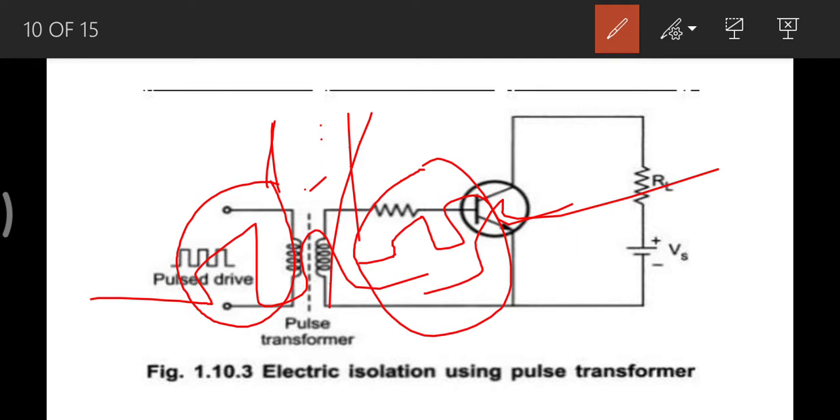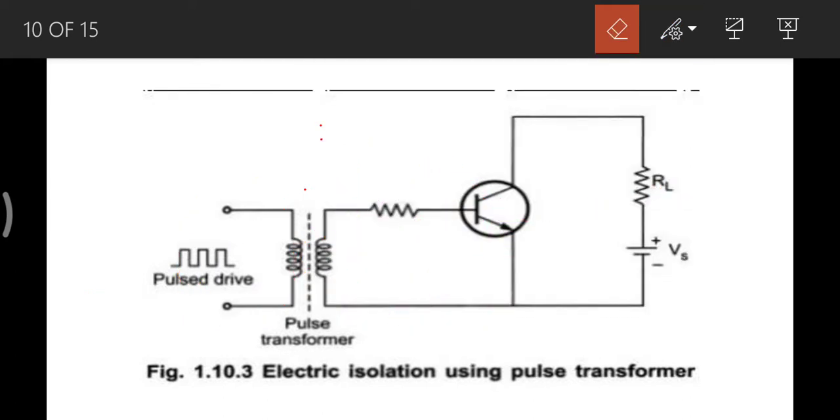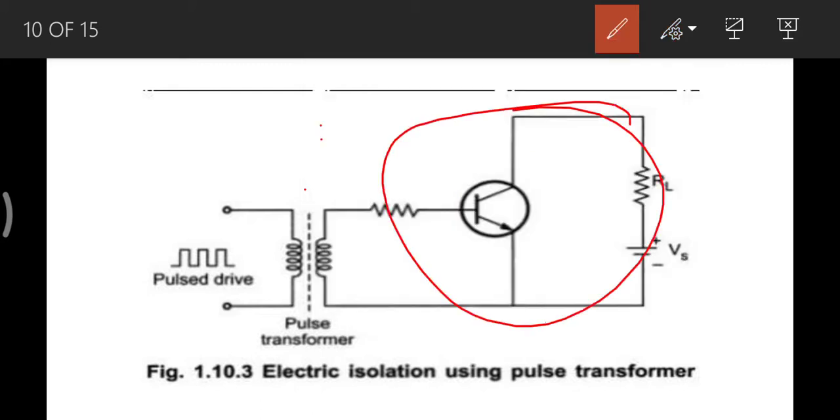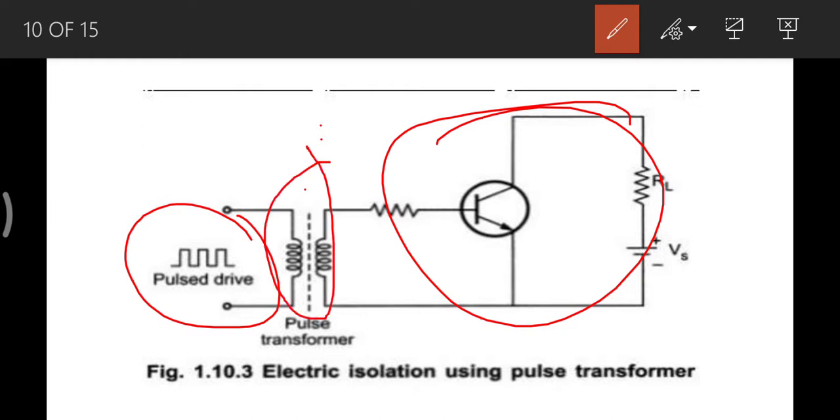If any fault occurs on this side, it does not affect the pulse. Why? Because it is not connected directly, it is connected magnetically, not electrically. Because of this magnetic connection, there is no effect on the pulse drive. This is about pulse transformer isolation.